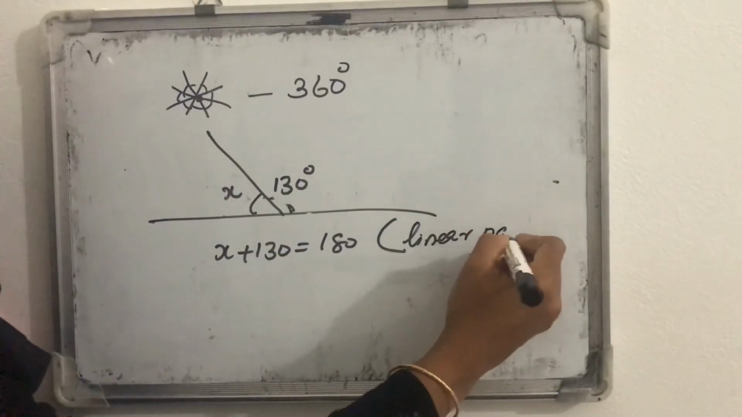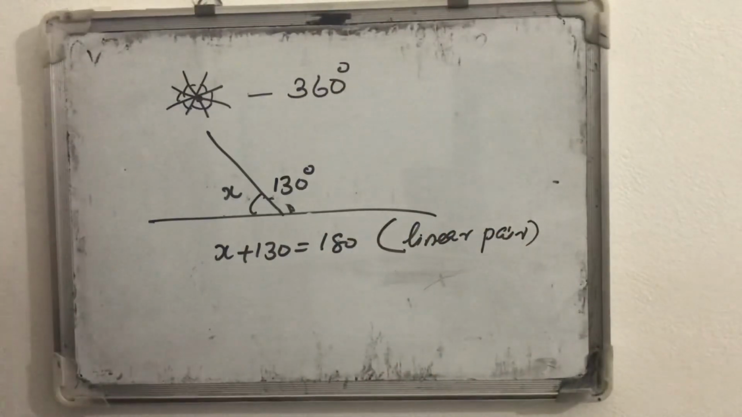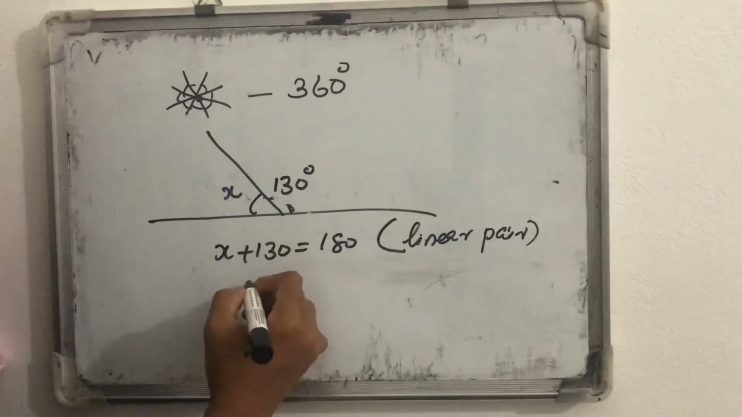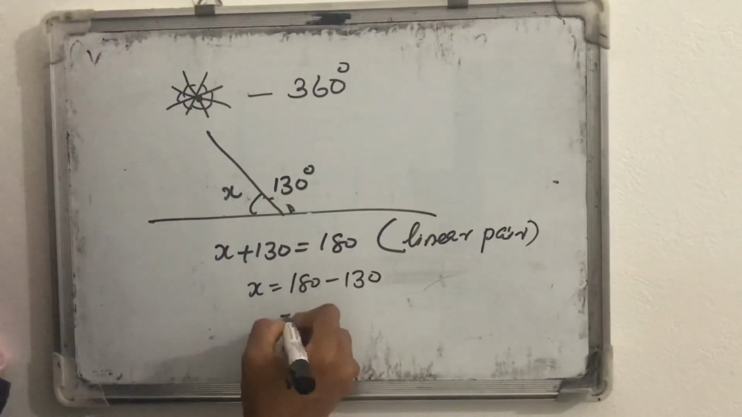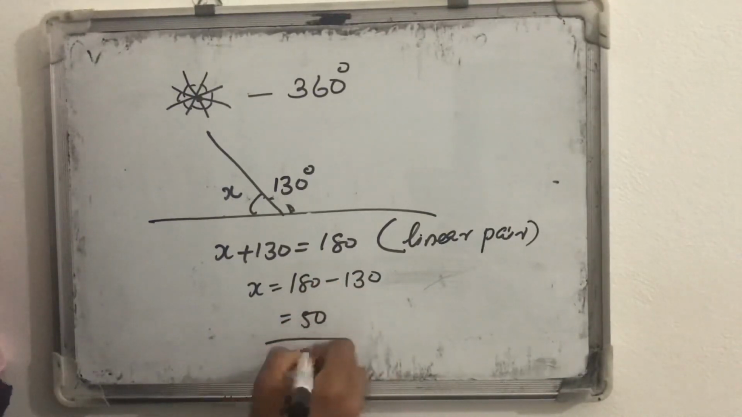On the right side, you write it in a bracket. x plus 130 is equal to 180. So x will be equal to 180 minus 130, that is 50. So x is equal to 50.